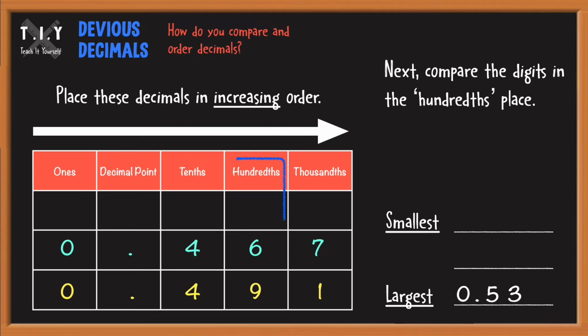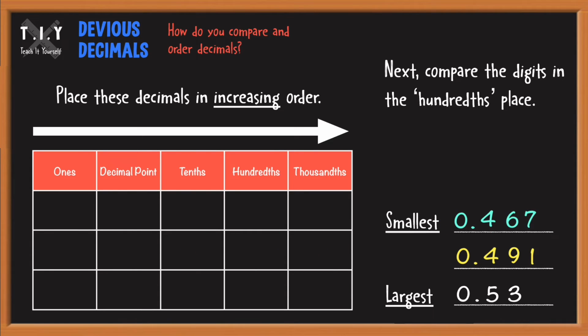Next, we compare the hundredths. And here we can see one of the digits, 9, is greater than the other digit. So we have found our next largest number, 0.491. This means that 0.467 is our smallest number. Using our place value table, we've successfully ordered these decimals in increasing order. 0.467, 0.491 and 0.53. Great job!